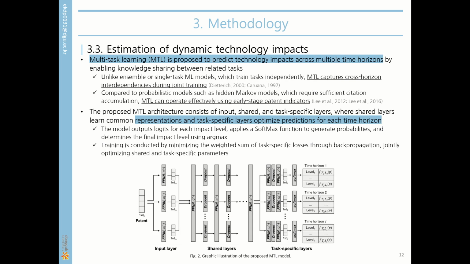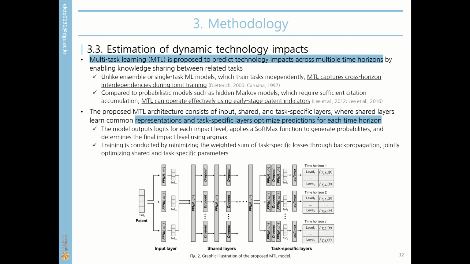And the study proposes a multitask learning model to predict technology impact across multiple time horizons. Unlike single-task or ensemble models, MTL learns several related tasks simultaneously and captures the relationships between different time horizons. This approach allows the model to predict technology impact even using early-stage patent indicators.